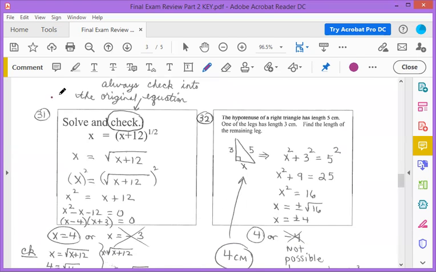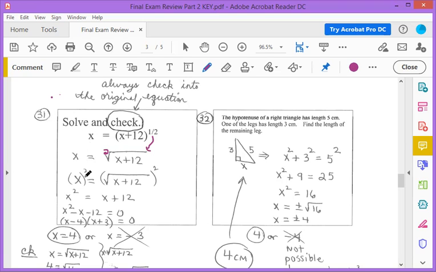All right, let's look at number 31. We have x equals x plus 12 raised to the power of 1/2. Now, just like before, we can change this fractional power to root form. Our denominator becomes our root, so it's a square root, and then we have x plus 12 raised to the first power. Now we have x equals the square root of x plus 12.